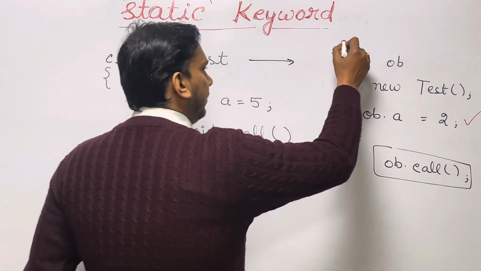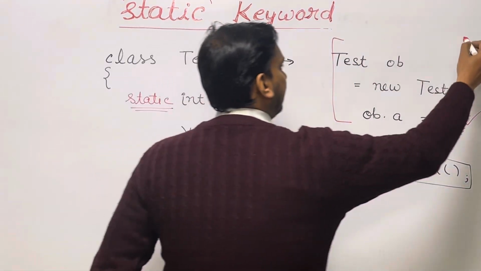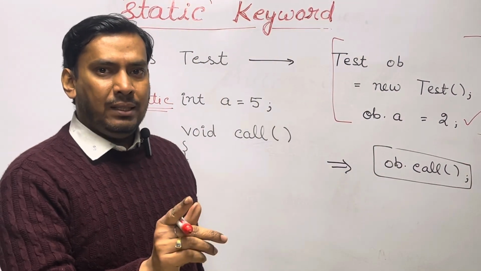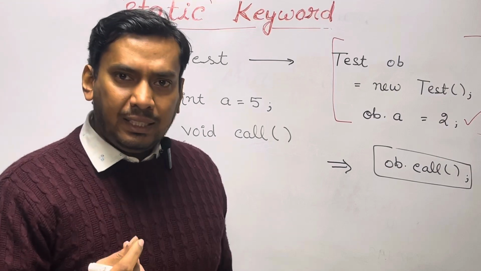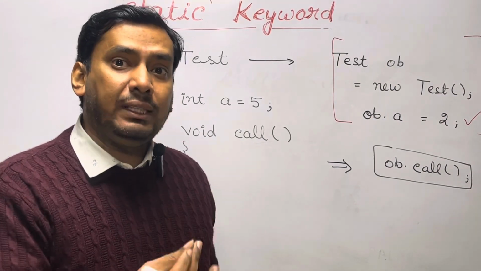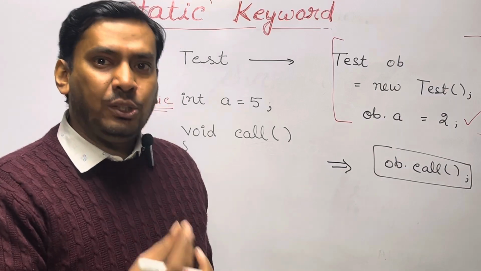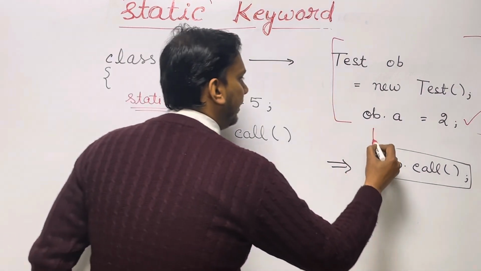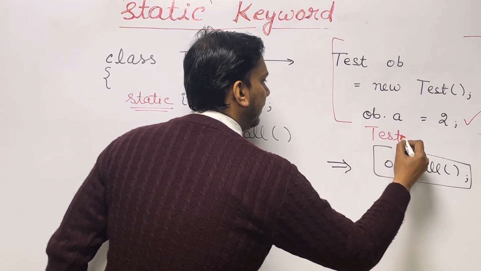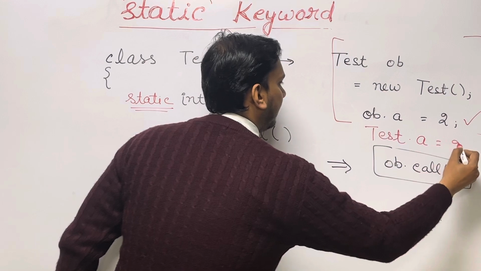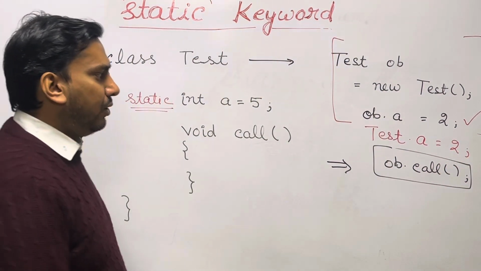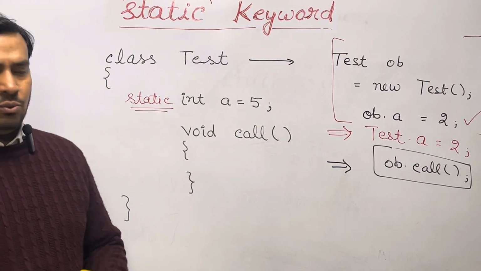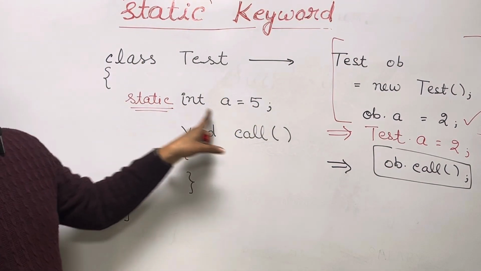Means if you do not want to create the object, still you can access it. How can you access it? Directly using the class name. Static members of any class can be accessed without the object. How? Using the class name. So, how can you access this a? I can directly write test.a. So, test.a will be directly accessing this a without the object. Why? Because this is a static data member.